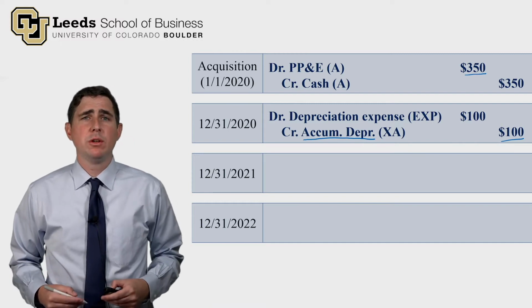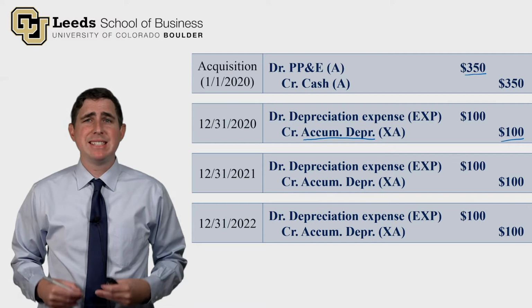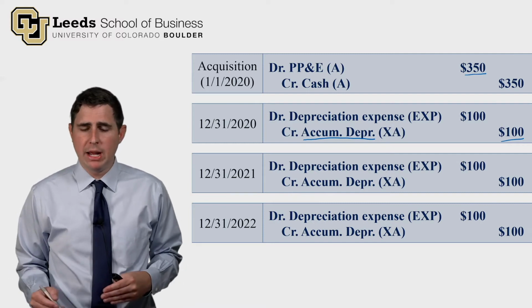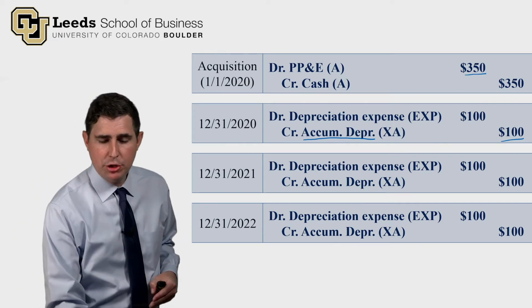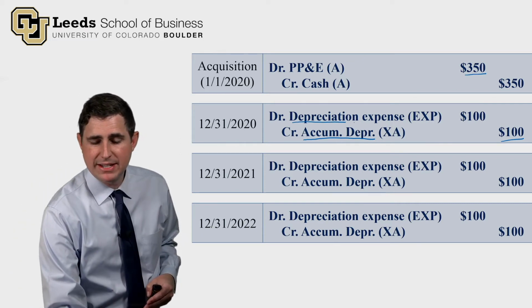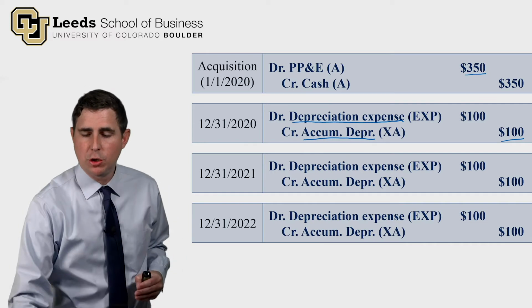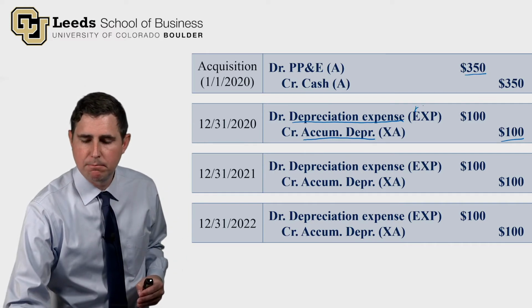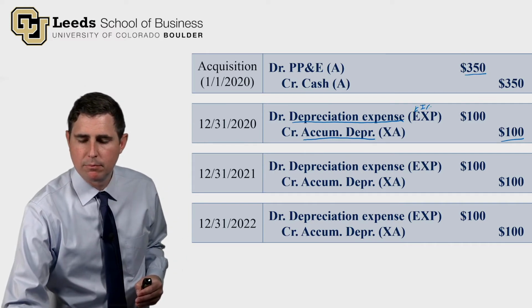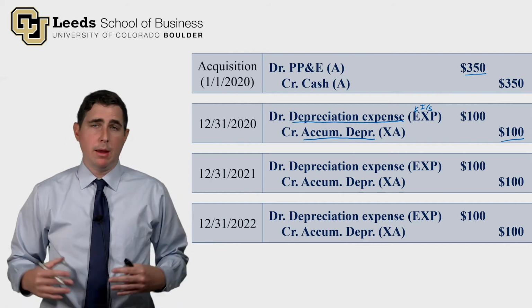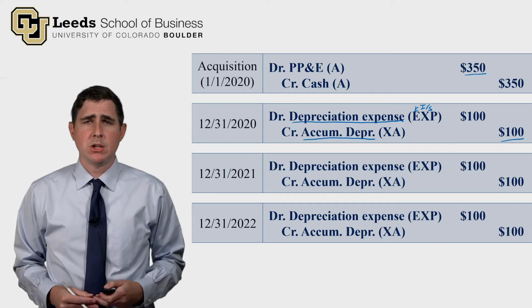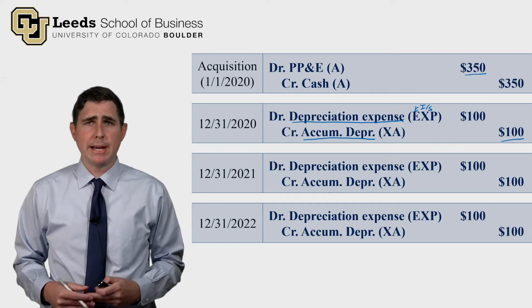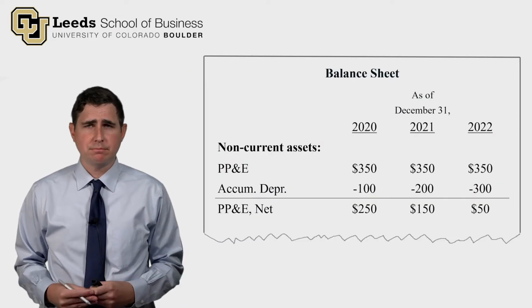Over the subsequent 2 years, it depreciates in a straight line, meaning we record the same amount of depreciation expense every year. This depreciation expense account is just a typical expense account. It shows up on the income statement, and it gets cleared out every year into the retained earnings. So let me show you what our balance sheet will look like with all these journal entries.